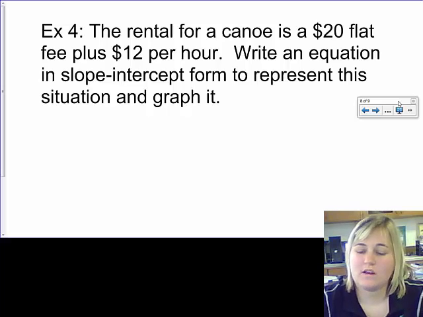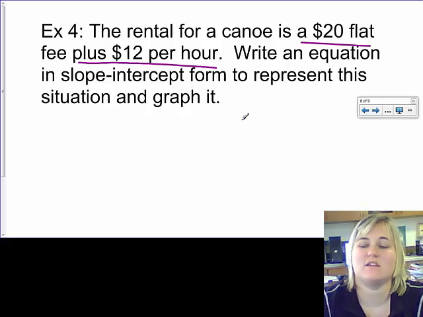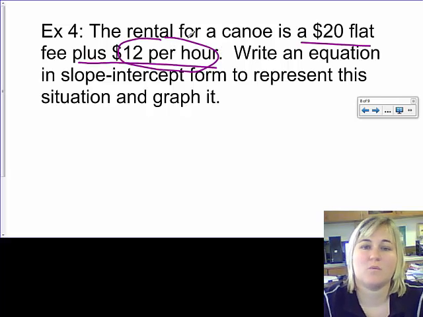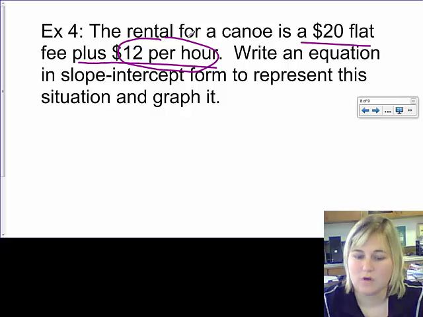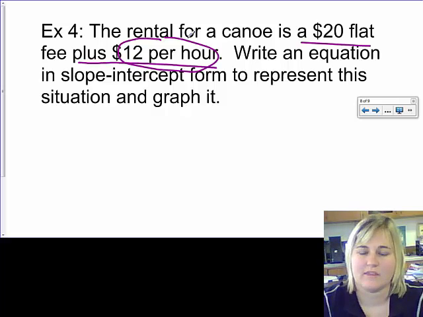Okay, so we know that it's a $20 flat fee plus $12 per hour. So just to rent the canoe, it costs us $20. Every hour we have it for is going to cost us $12 for each hour. So you know how to show $12 per hour, because for 1 hour it would cost us $12. For 3 hours it would cost us $36, and so on. We know that we're just multiplying there.